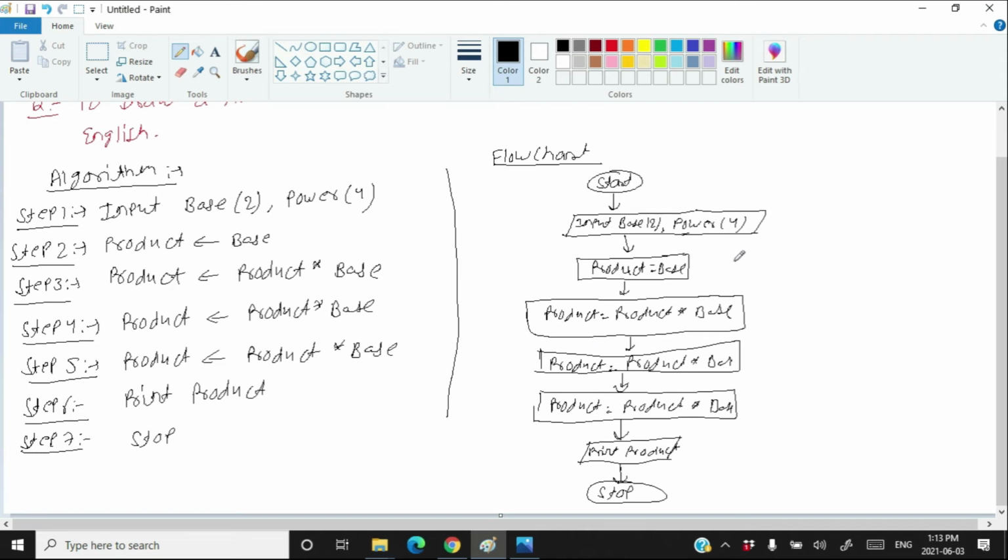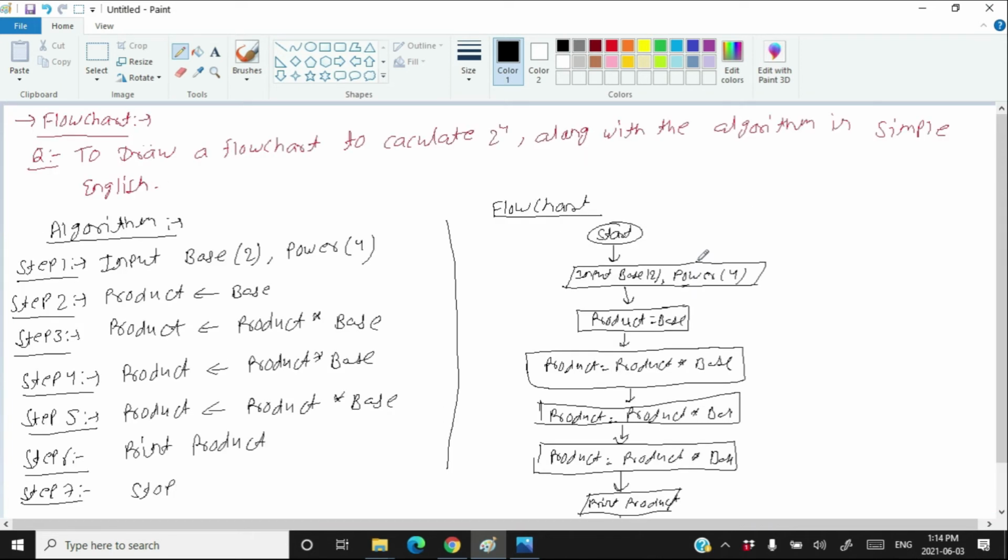Now you notice that in this case we do not have any selection, any iteration, or any looping. We have just sequence. So a sequence of boxes gets executed one after another. But there is a problem with this flowchart. Can you tell me what the problem is? For the power of 4, we multiplied base to the product 3 times. First we stored base in the product, then we multiplied base to the product 3 times.